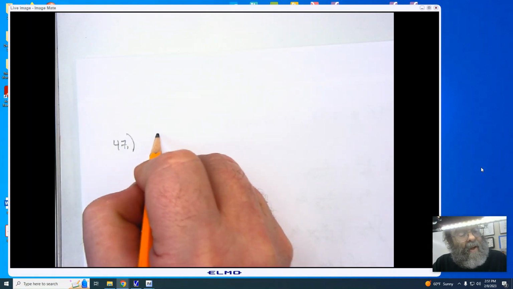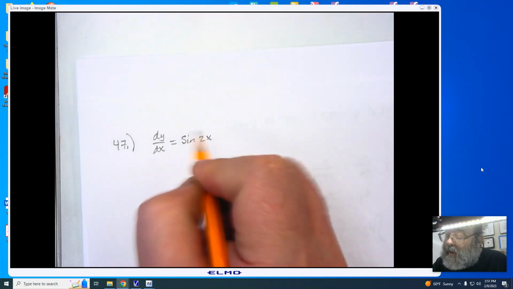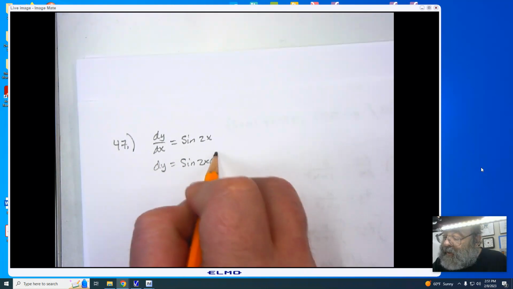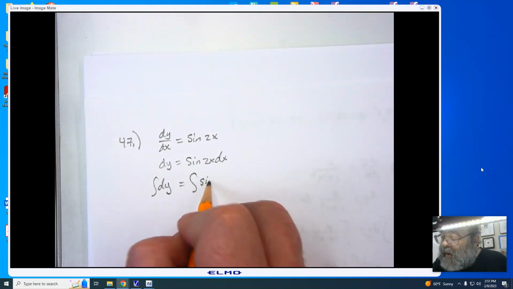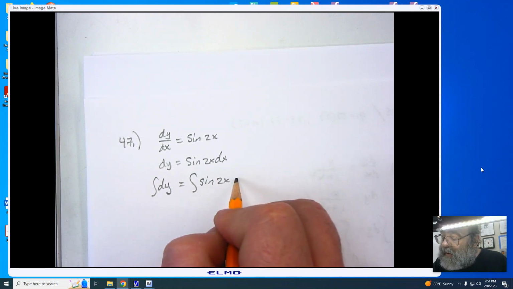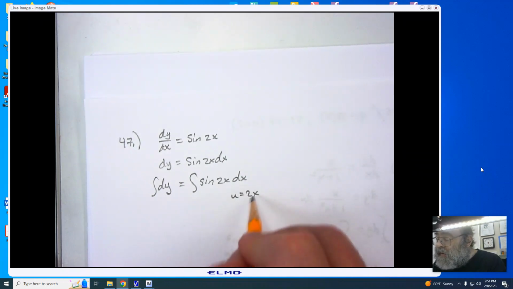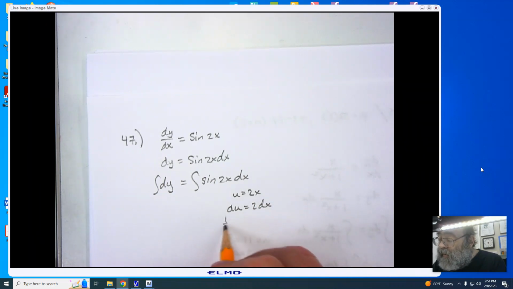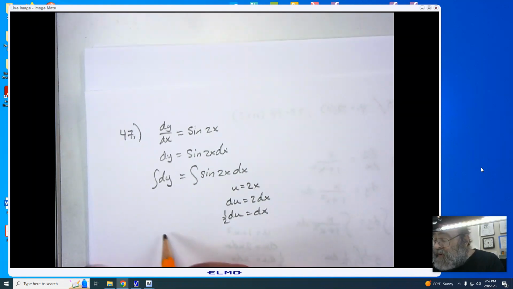Number 47 is giving us dy/dx is equal to the sine of 2x. Therefore, dy must equal sine of 2x dx. We then integrate both sides, and we need to look at that u sub for the 2x that's inside of the sine. If I let u equal 2x, then the du is 2 dx, and we move the 2 to the other side. We now have 1/2 du equals the dx, and we can do a direct substitution.